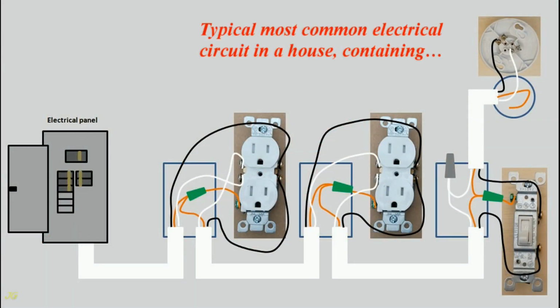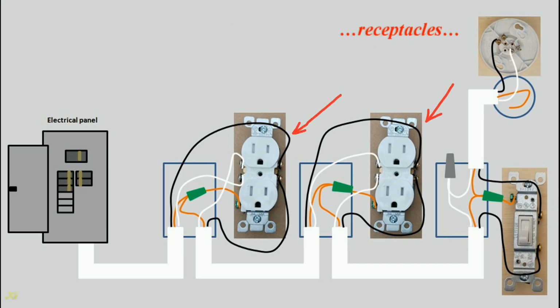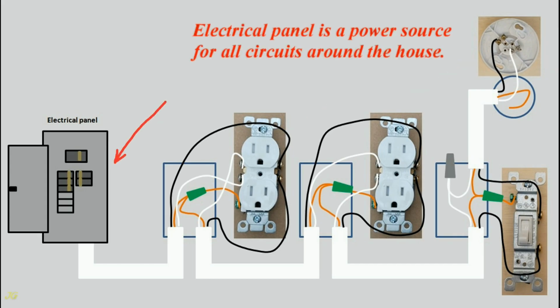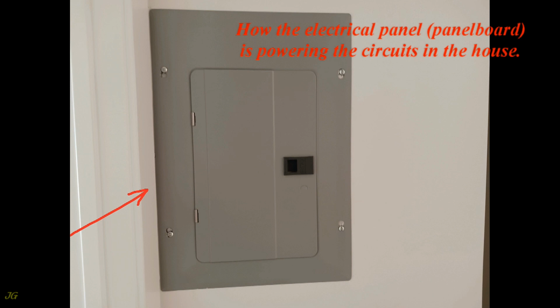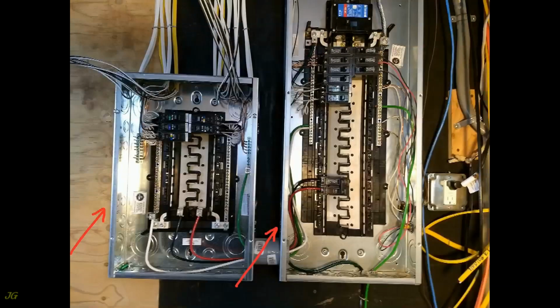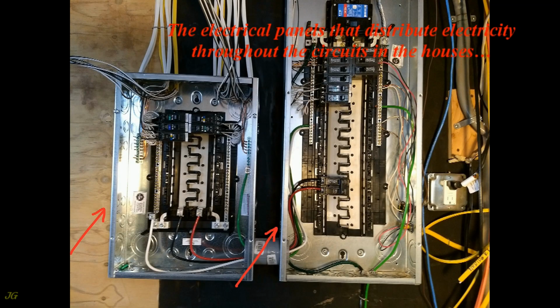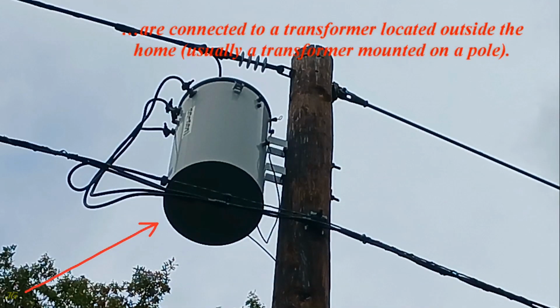Typical most common electrical circuit in a house, containing receptacles and light outlets. Electrical panel is a power source for all circuits around the house. How the electrical panel board is powering the circuits in the house. The electrical panels that distribute electricity throughout the circuits in the houses are connected to a transformer located outside the home, usually a transformer mounted on a pole.